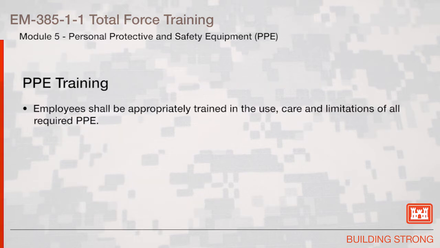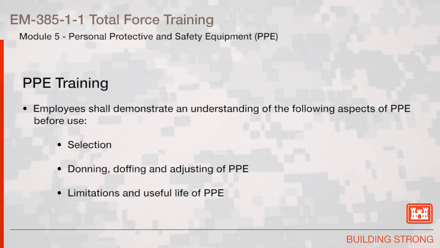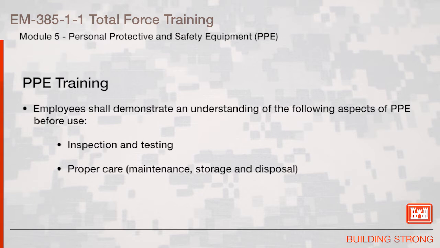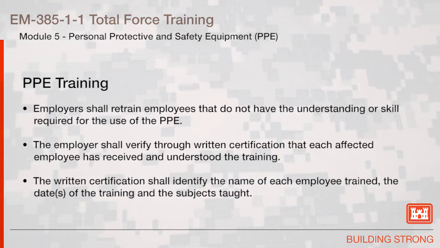Employees shall be appropriately trained in the use, care, and limitations of all required PPE. Employees shall demonstrate an understanding of the following aspects of PPE before use: selection, donning, doffing, and adjusting their PPE, limitations and the useful life of the PPE, inspection and testing, and finally, proper care, which includes maintenance, storage, and disposal. Employers shall retrain employees that do not have the understanding or skill required for the use of the PPE.